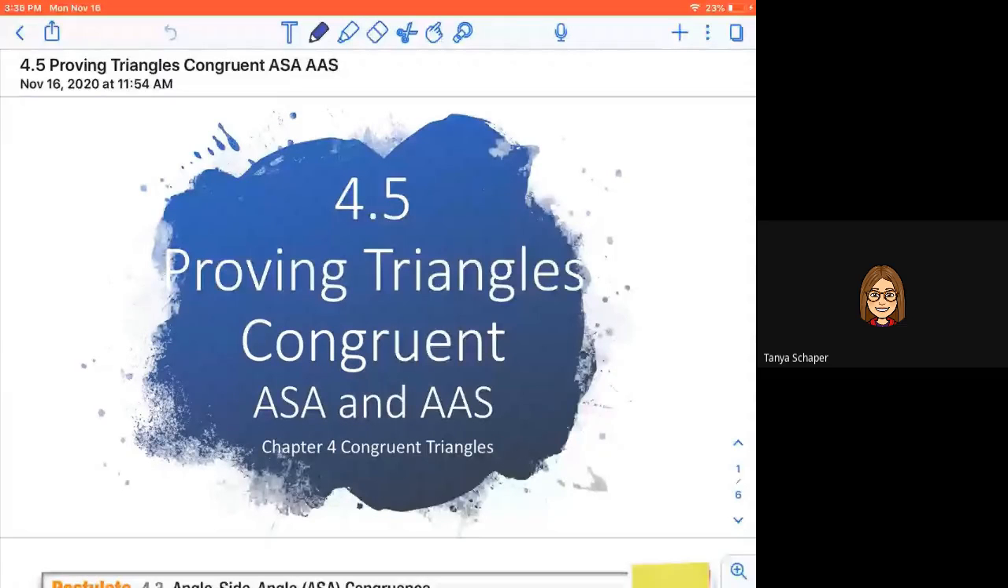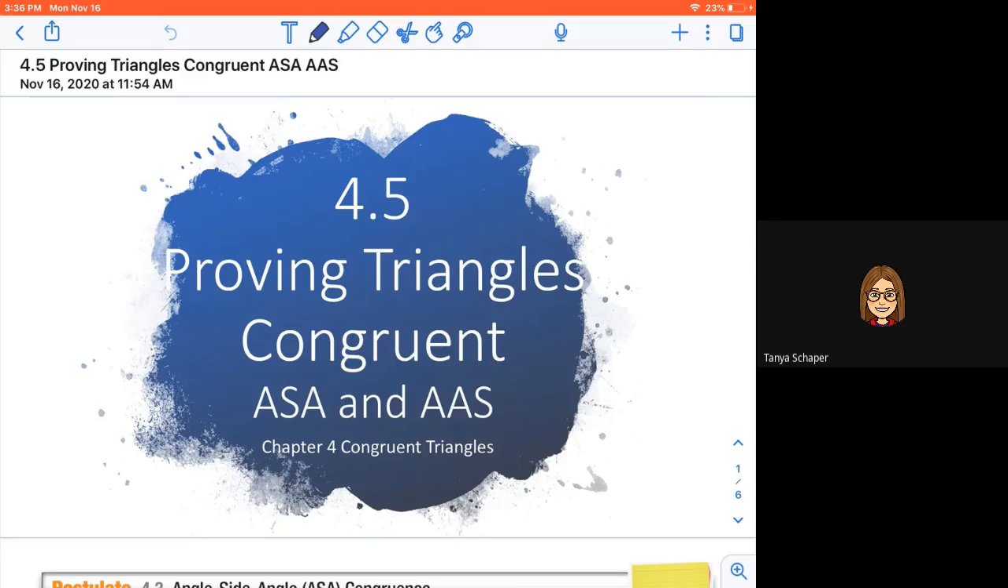Shopper coming with you a couple more ways to prove triangles congruent. Today we're going to be talking about angle, side, angle, and angle, angle, side. So you notice we're using some abbreviations. Yesterday was side, side, side, and side, angle, side. Today we're looking at angle, side, angle, and angle, angle, side.